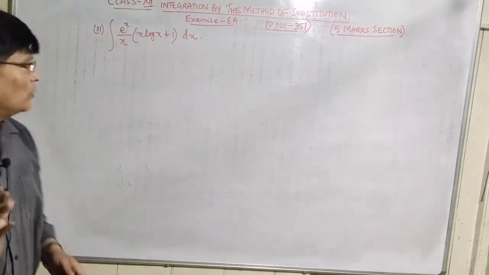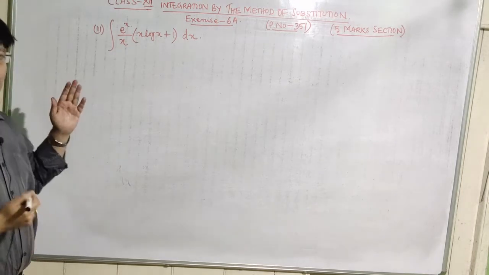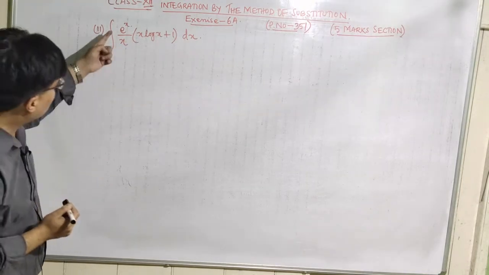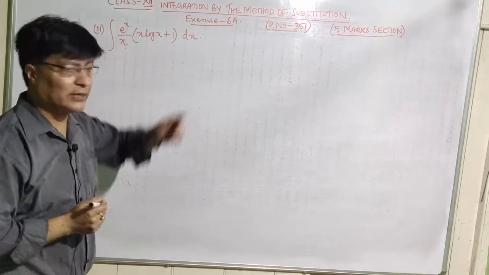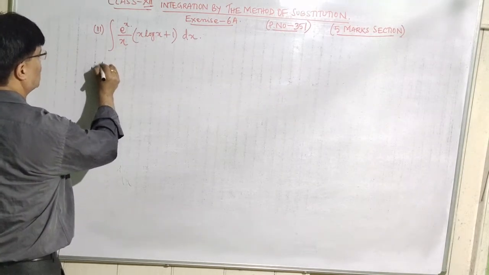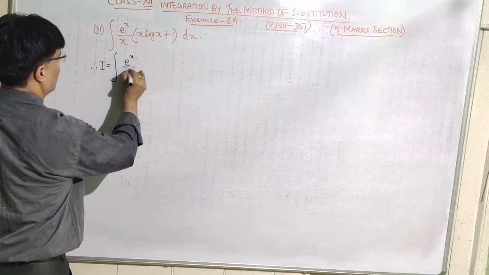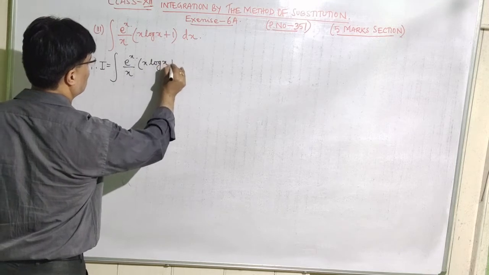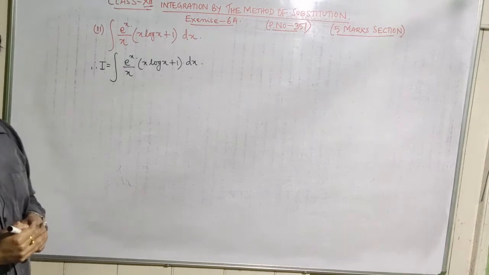So now we'll do the next question, that is question number 11. It is given that you have to find the value of this integration: e to the power x upon x, within brackets x log x plus 1, dx. Let us write I first: integration of e to the power x upon x, within brackets x log x plus 1, dx.